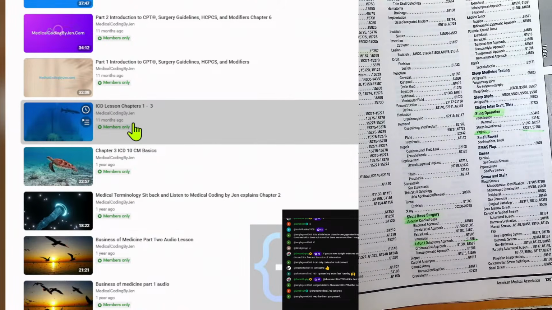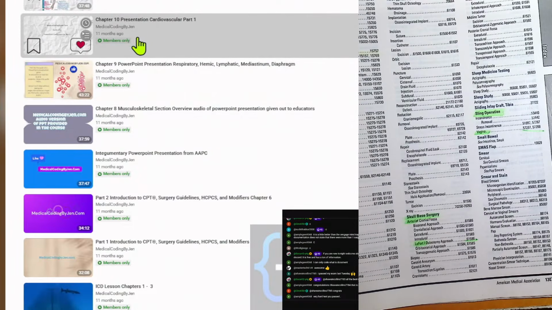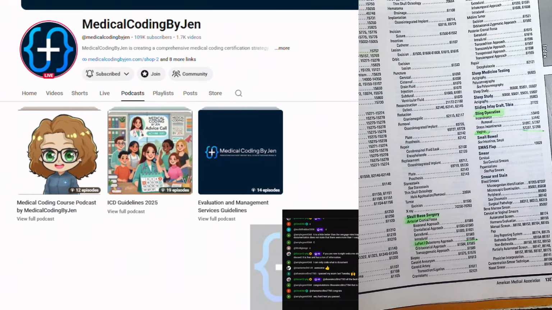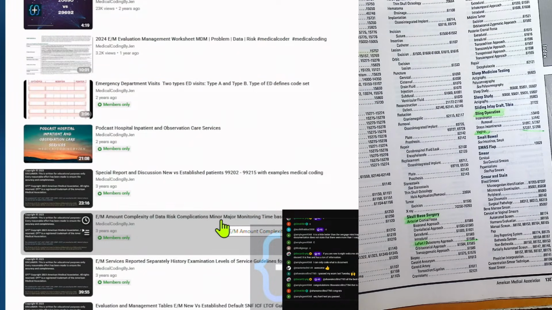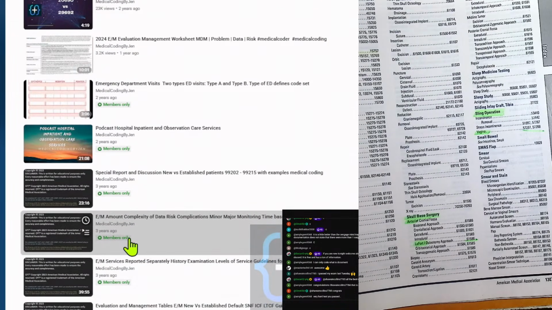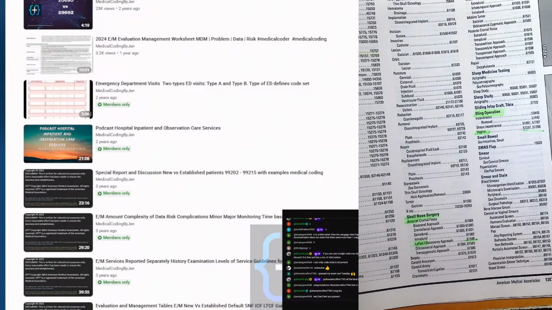Like this is ICD-10. This one is Introduction to CPT. This is chapter 10, which is cardiovascular. So looking at the whole podcast is really helpful. The E&M is the best because I'm legitimately sitting here with a camera and I'm just talking. It's just me. I didn't even speed it up. I didn't take out all my ums or uhs. And I'm just sitting here reading out sentence by sentence the E&M guidelines and telling you what in Jen's world that means. Very good podcast.